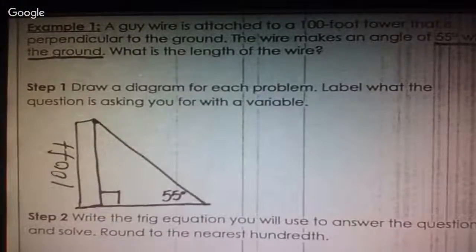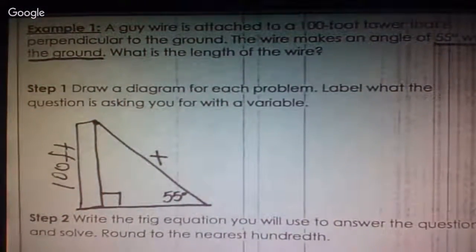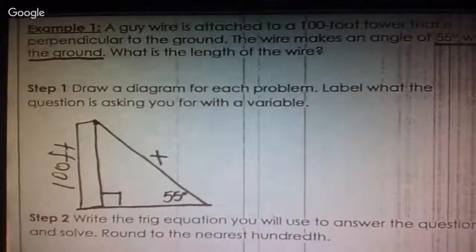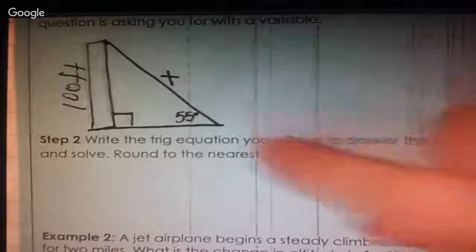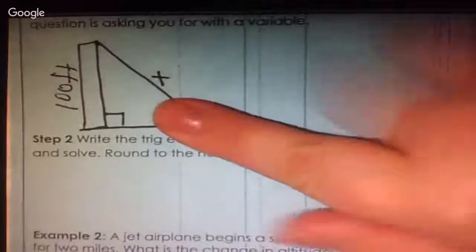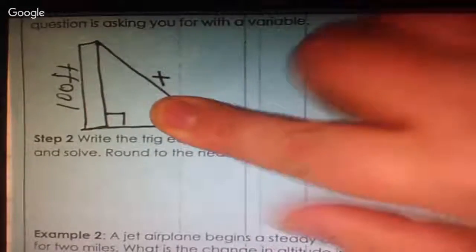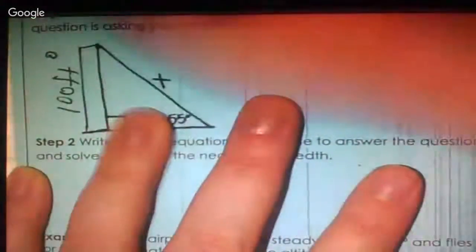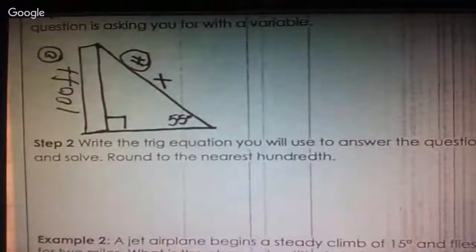They want to know the length of the wire. So I'm trying to find this. I'm trying to find my hypotenuse. That's opposite and hypotenuse. So this is my reference angle. So what is 100? That's your opposite side. And X is my hypotenuse. So we're dealing with O and H. So we use SOH.